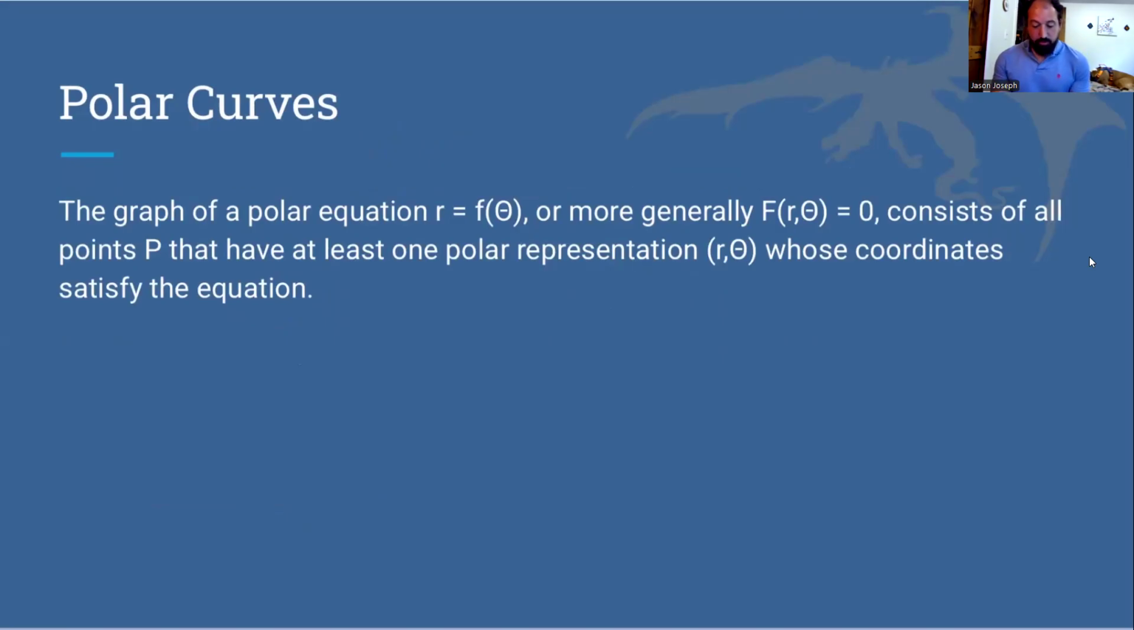Okay, so when we talk about graphing an equation in polar coordinates, it may be of the form r equals f of theta or f of r, theta equals 0. So it's an algebraic expression involving r's and thetas. The definition of that is that it consists of all points that have at least one polar representative satisfying the equation.